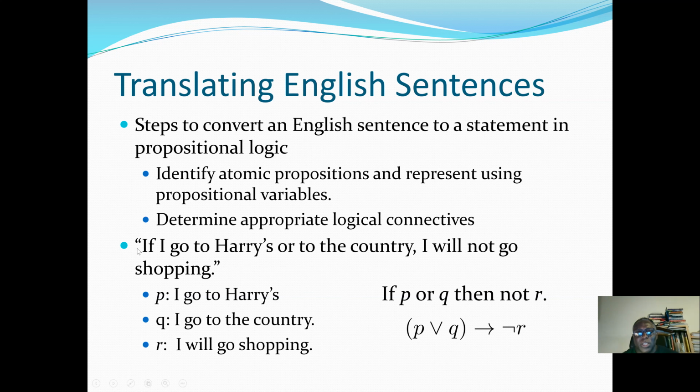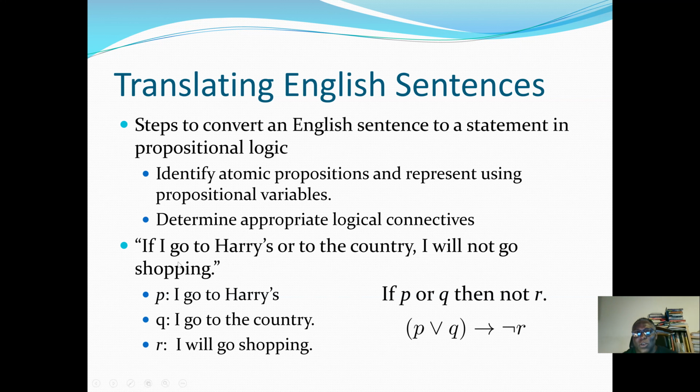So there's an example here. If I go to Paris or to the country, I will not go shopping. Now, this is what we mean by atomic proposition. I can say, if I go to Paris or to the country, I will not go shopping, period. It seems like this is one sentence, and it's one sentence because it's one period. But it's not in an atomic stage. We need to reduce it to the lowest unit of a sentence.